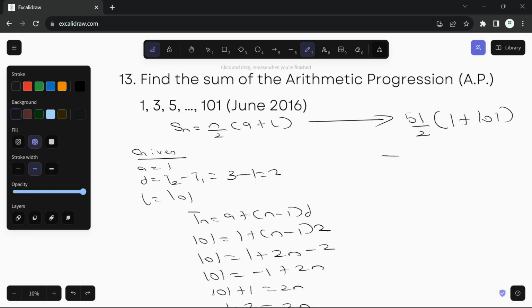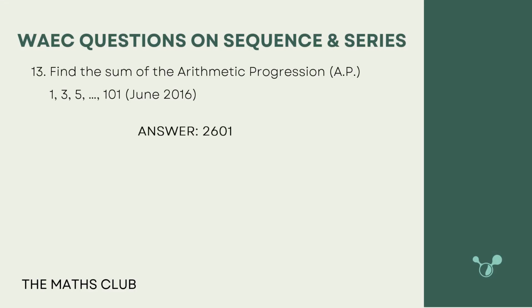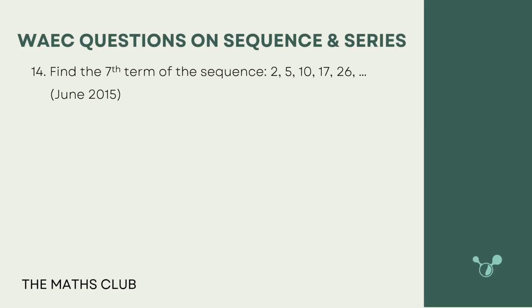So this is like saying 51 divided by 2 times 102, and that will give you 2601. So by the time we found the sum of this arithmetic sequence, we found the value to be 2601. Let's see if our value is correct. Great.